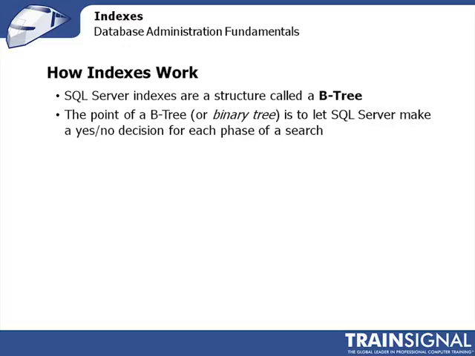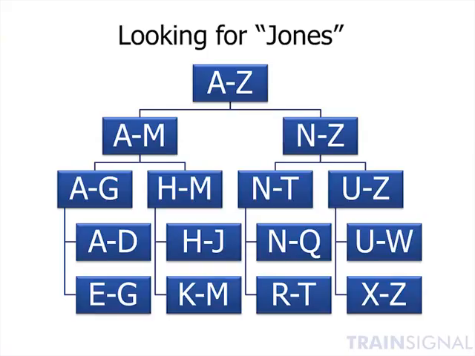SQL Server indexes are in a structure called a B tree or binary tree. The point of a B tree is to let SQL Server make a series of yes/no decisions for each phase of a search. For example, suppose that we needed to look up a customer named Jones. The B tree essentially divides all of the possible data into two chunks. Each chunk is then subdivided into two chunks, which is subdivided into two chunks, and so forth.